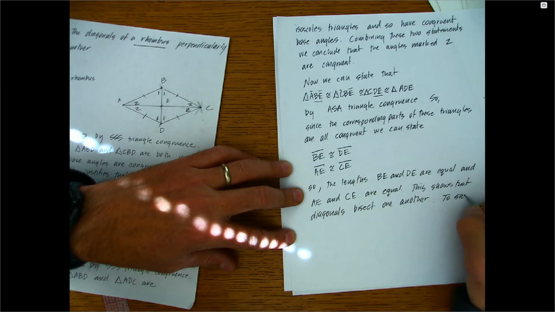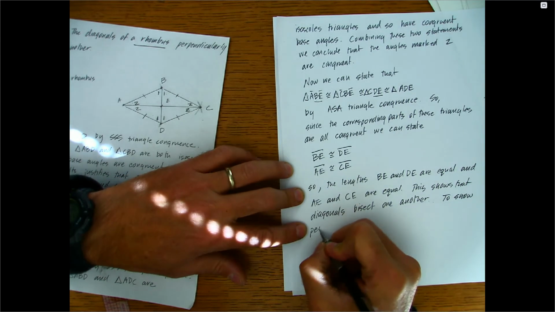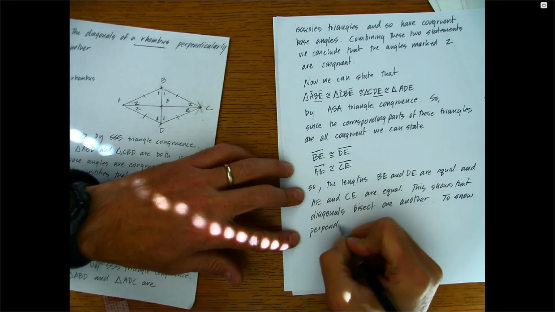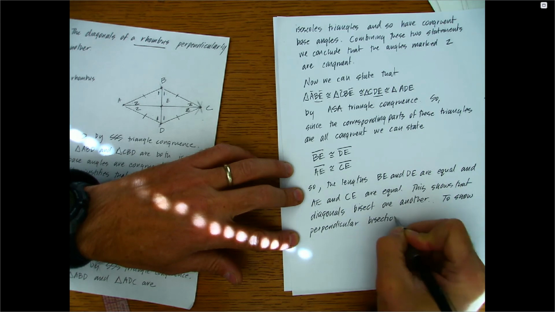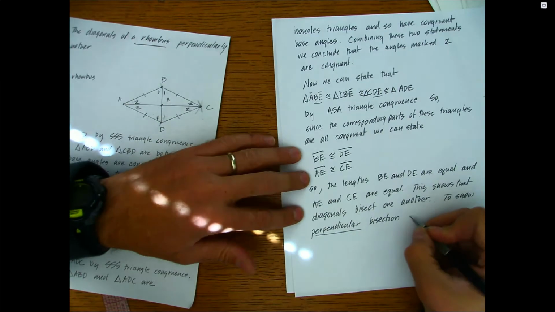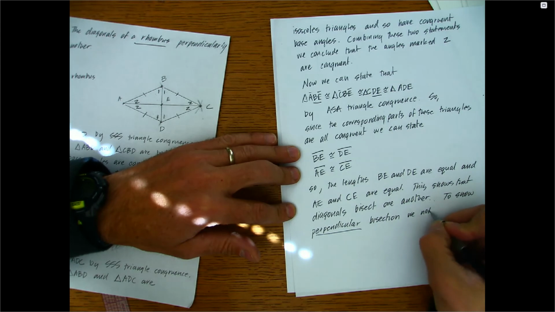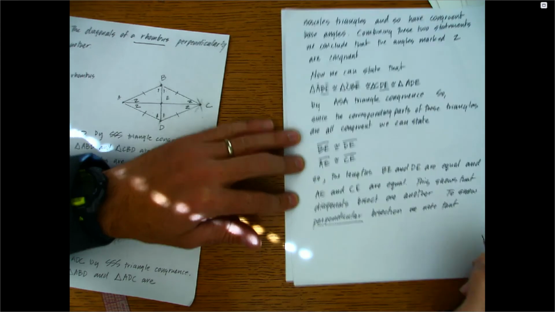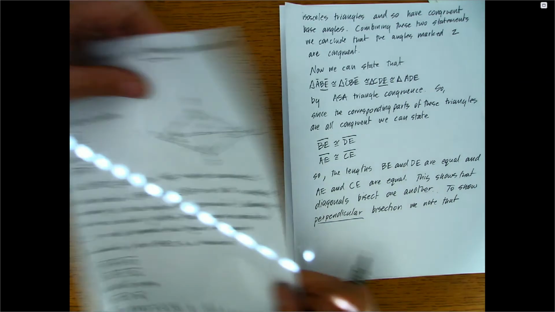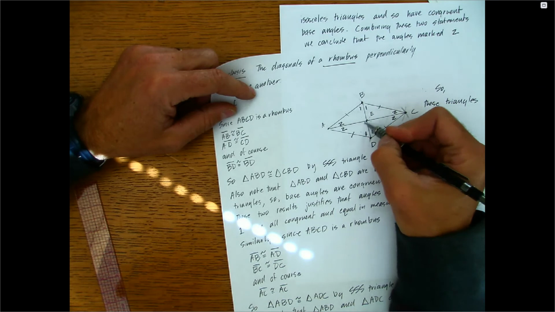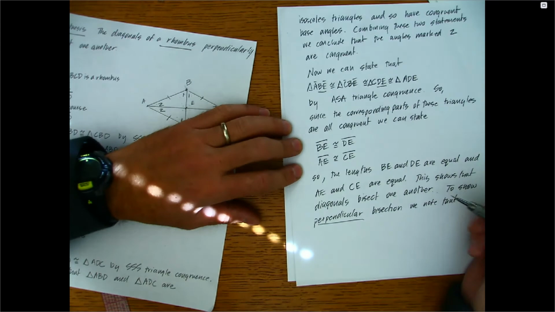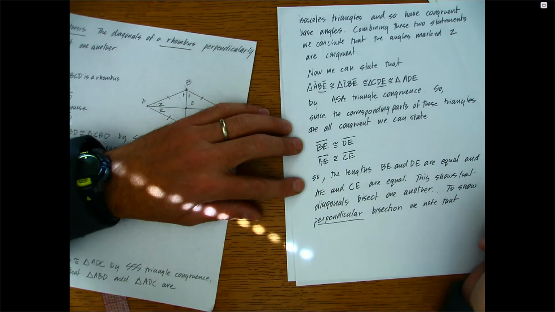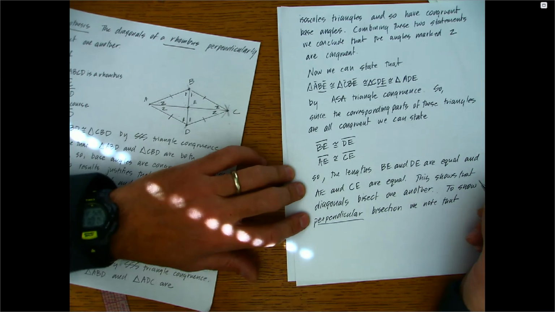To show perpendicular bisection, what we can note is that these 4 angles here at the center are all congruent to one another. I mean, that's given by the fact that all 4 of those triangles are congruent. So let's go ahead and make that case.